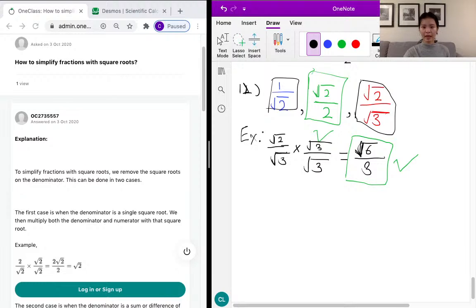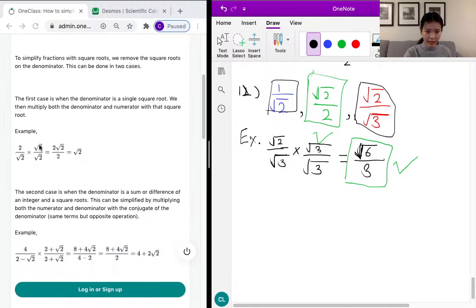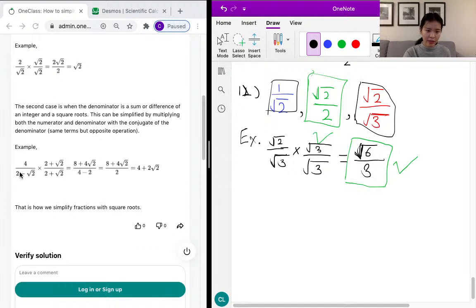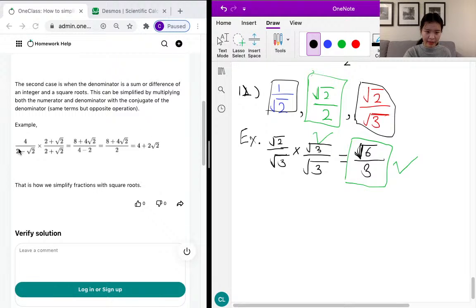Now, let's look at the explanation given in the sample solution. Again, they did a similar example as us. They also did another example like this. In the case where you have two numbers, one of them is an integer, the other one is a radical, you just multiply by its reciprocal. So you multiply by 1, where the top and the bottom are both the reciprocal of the denominator of the original fraction.